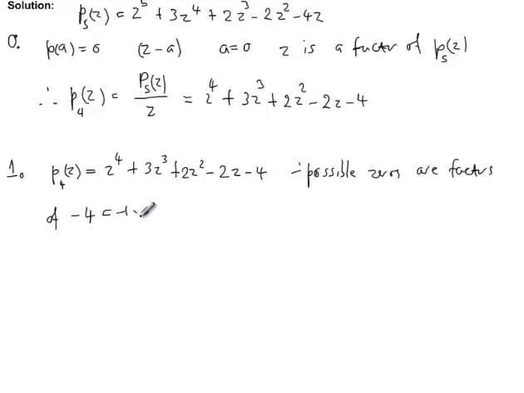So, factors of minus 4: minus 1 times 4, minus 4 times 1, minus 2 times 2. Anything else possible? Any other combination? I take all the possible ones because I don't know.